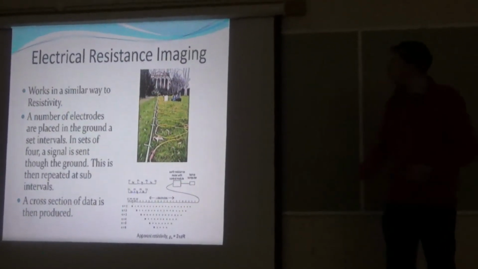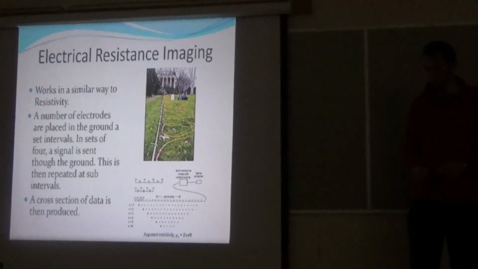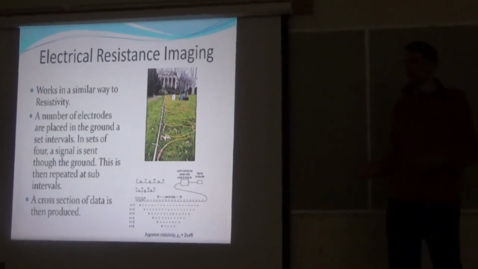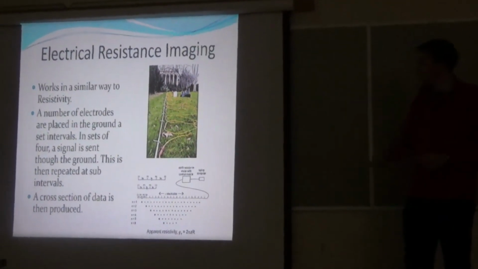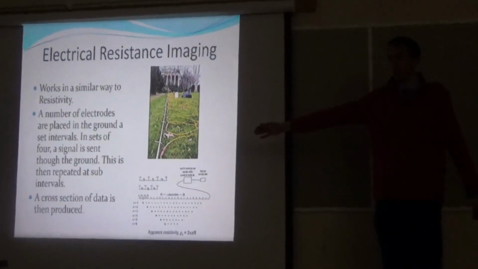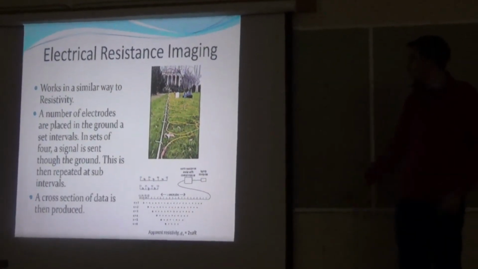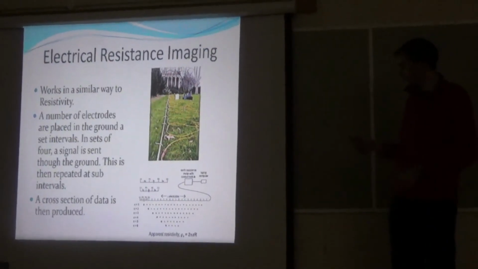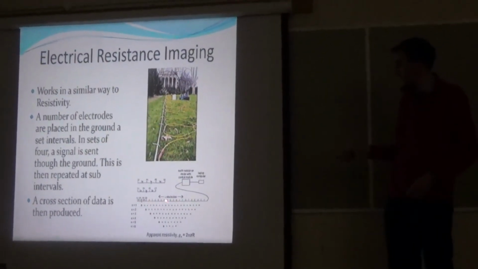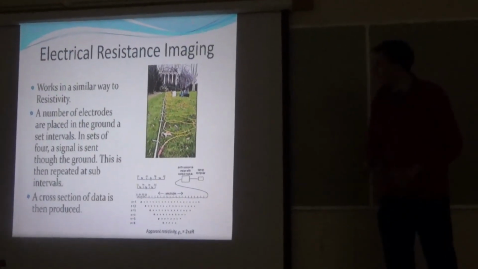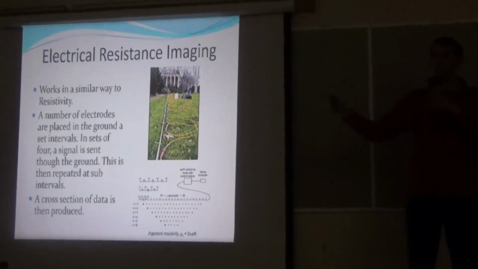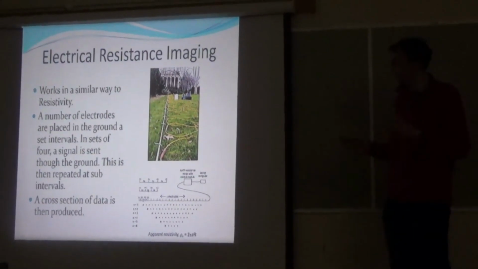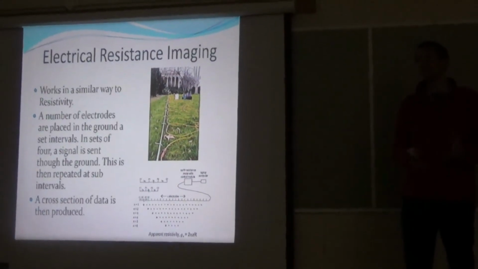Okay, moving on. We also have electrical resistance imaging. This works a bit like resistivity. It's in that same category, but is slightly different. So you have probes, the same as resistivity, but these are all fixed. They are put along a tape line, and you put the probes in at set intervals, and you pass a signal through the probes as sets of 4. And it produces a deep cross section. So you get deep penetration.